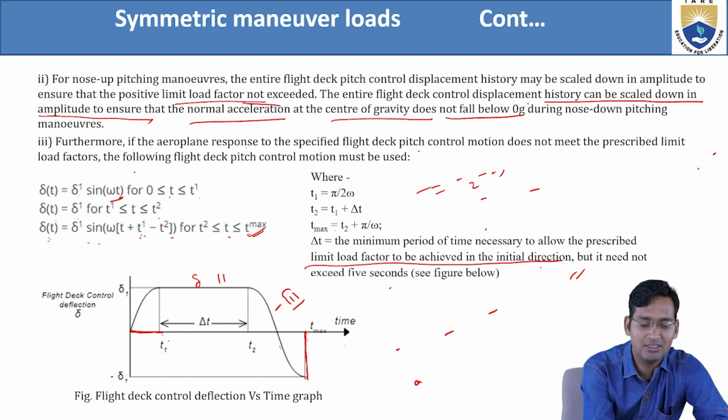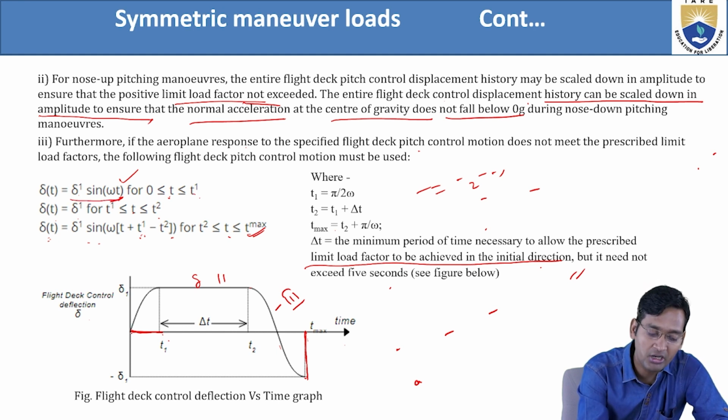So the first one was the normal one. Just draw the graph. From where to where? T is greater than or equal to 0 and less than or equal to T1. So just see here delta 1 sine omega T. That's why sine omega T is there. So this curve is there from 0 to T1, right?